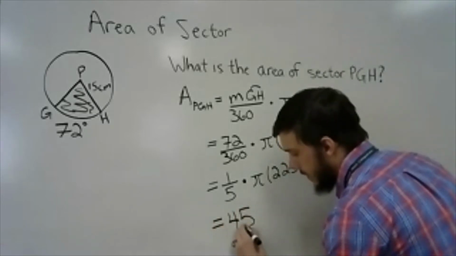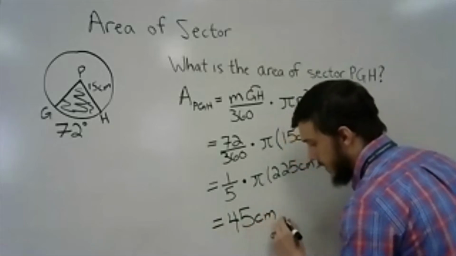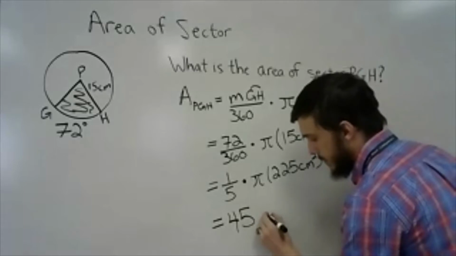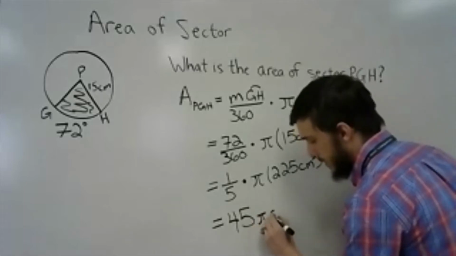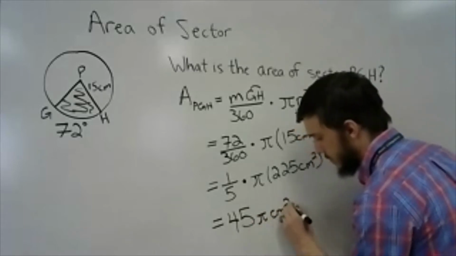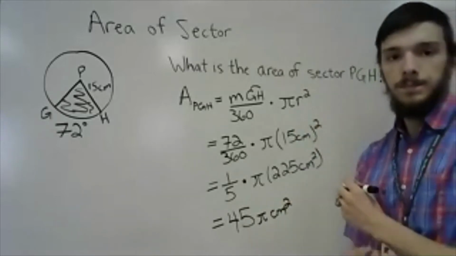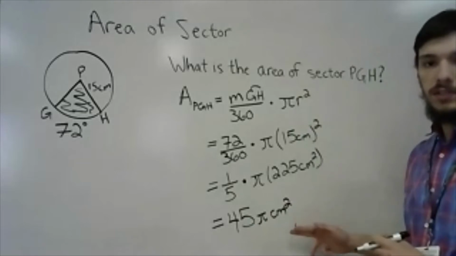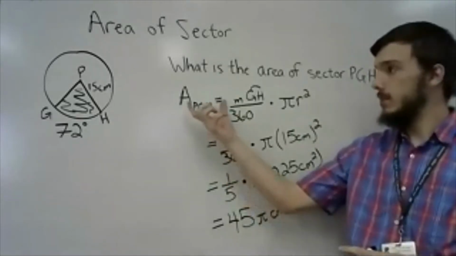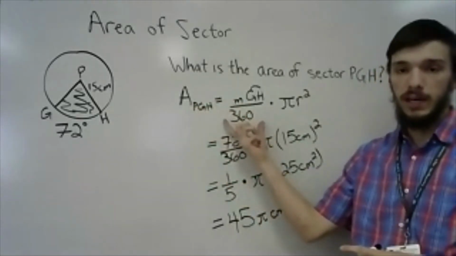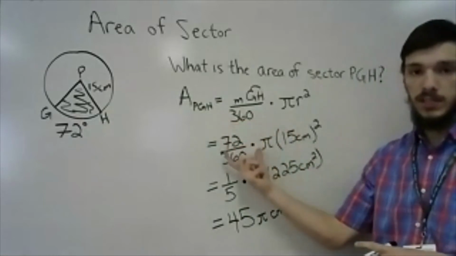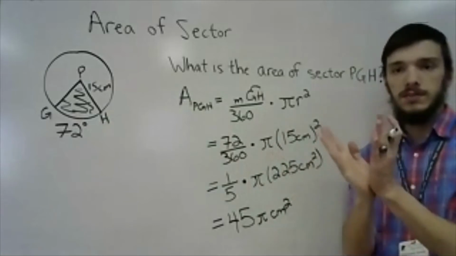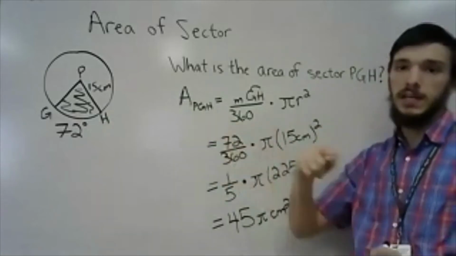So the area of sector PGH is 45 pi centimeters squared. And most of the time you'll want to leave your answer in terms of pi. We found the fraction of the circle we were looking at and multiplied that fraction times the area of the circle to find what fraction of the circle's area the sector was taking up.